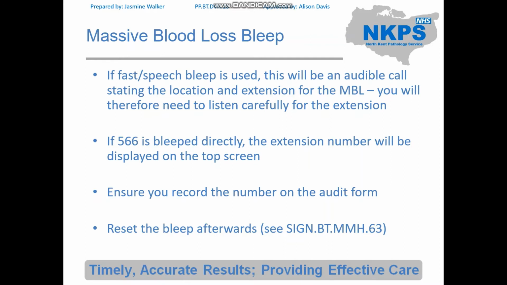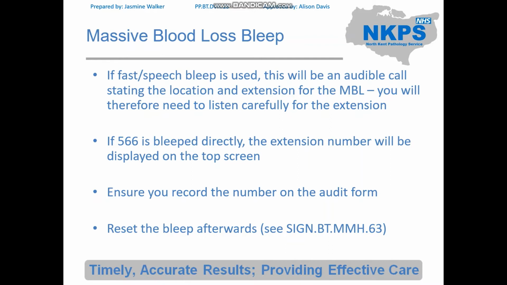On occasion, you will find that it's a bit staticky, and that's one of the reasons that we test the massive blood loss bleep once a day. If you're finding that that's an issue, you can phone back switchboard and they should have those details available to you. If 566 is bleeped directly, then the extension number will be displayed on the top screen.